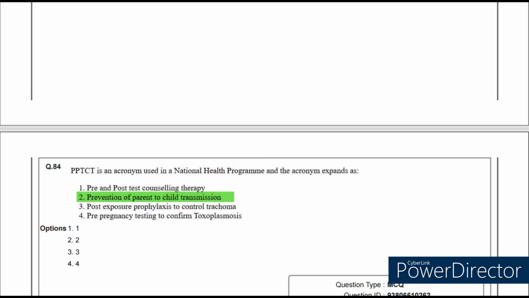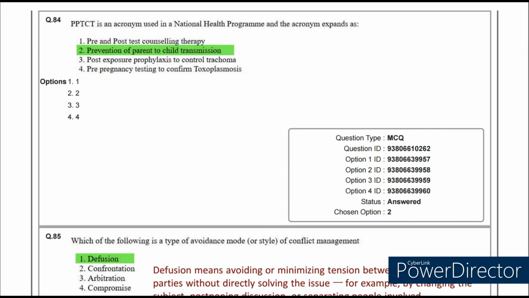And now coming to question number 84, they are asking the full form of PPTCT. It is nothing but prevention of parent to child transmission of HIV. So it is part of National AIDS Control Program, NACP.